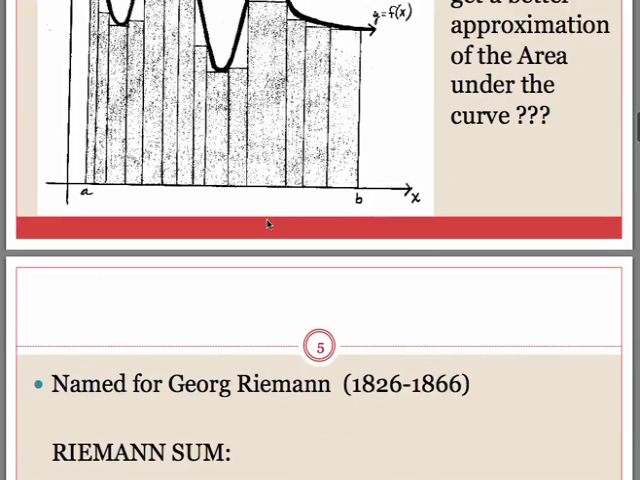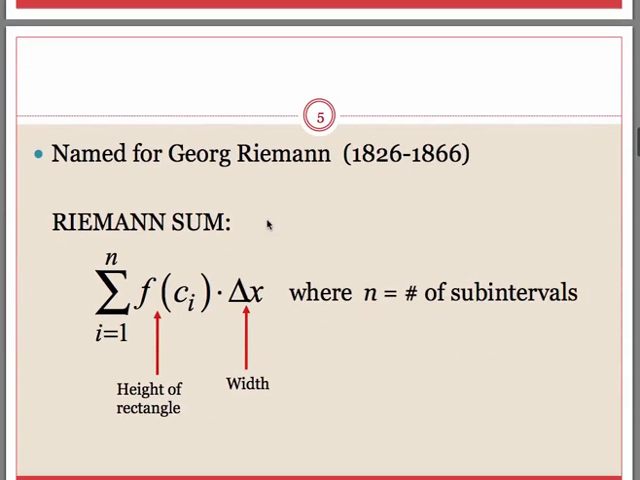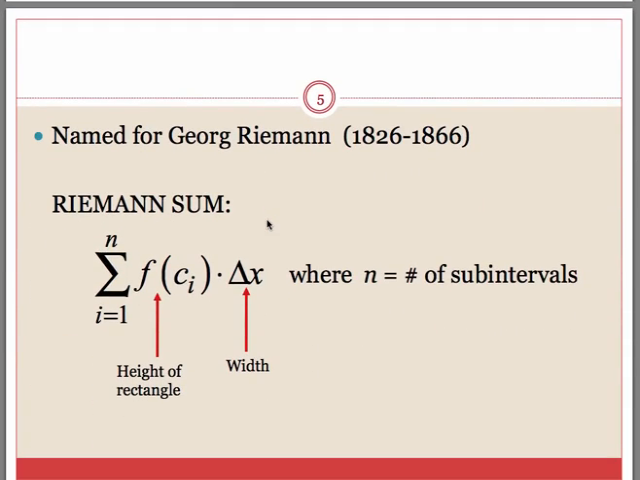So the reason these are called Riemann sums, they're named for the German mathematician Georg Riemann. His work in physics and math became the basis for Einstein's work in relativity.